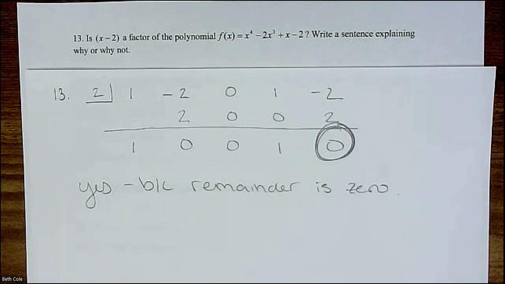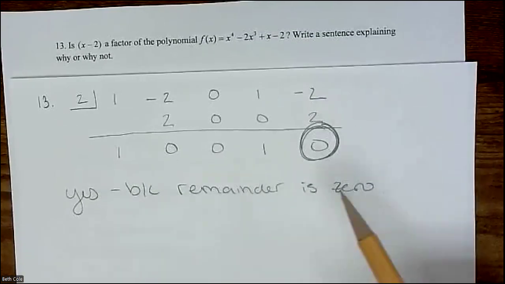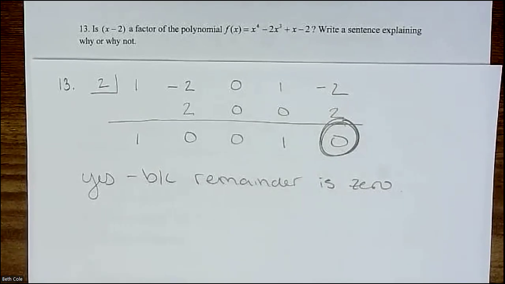So let's say the remainder didn't come out to 0. What would your sentence be? No, because the remainder is not 0. Those are the two options.